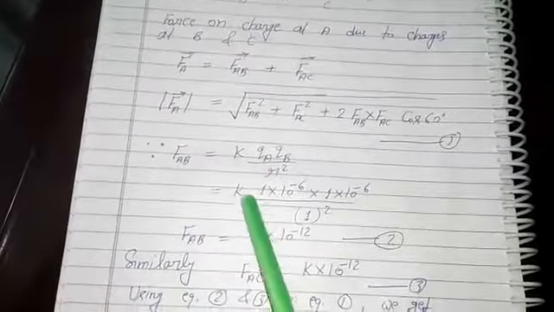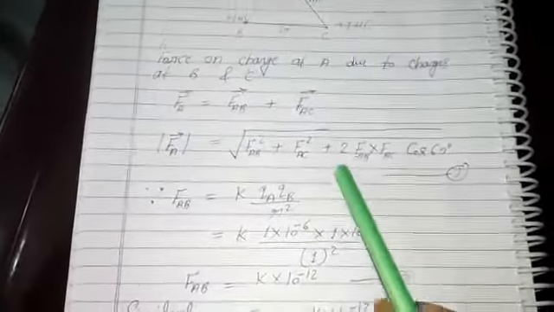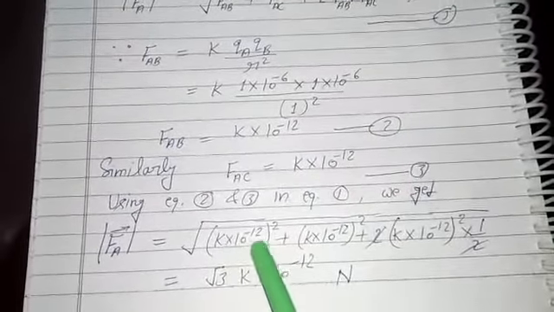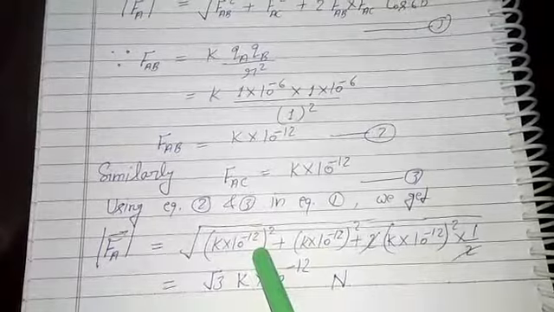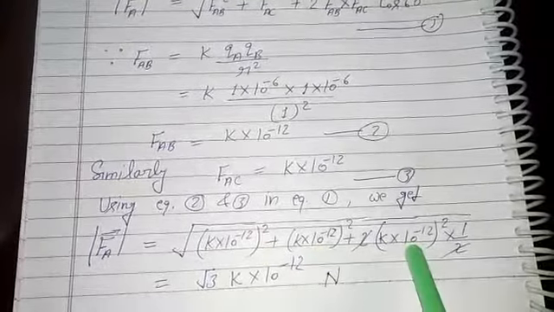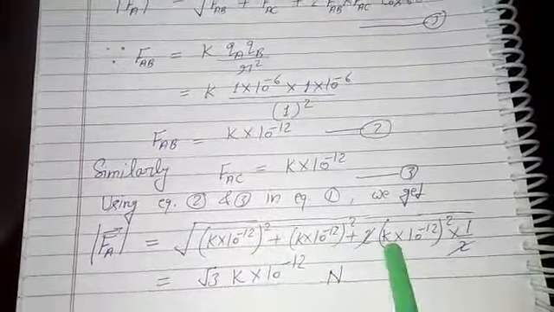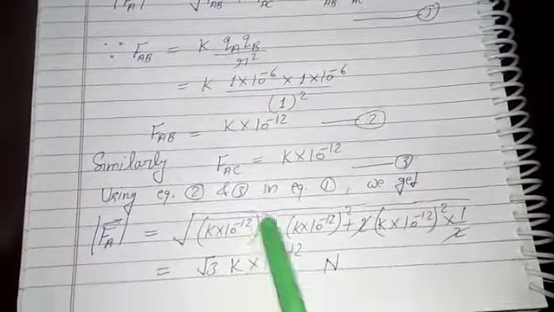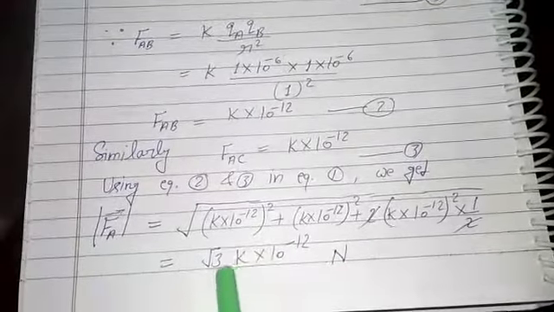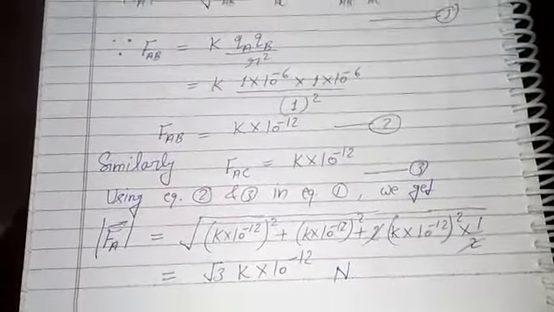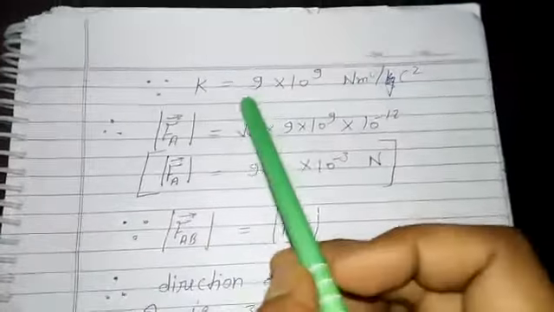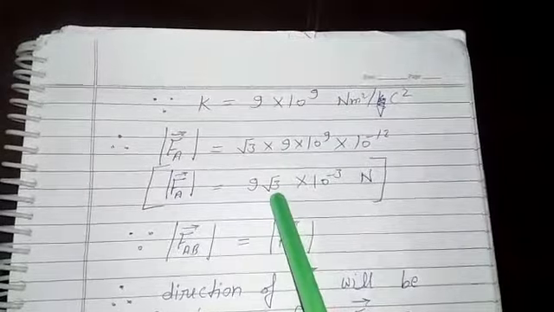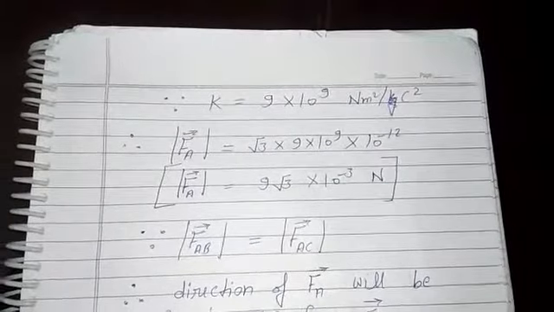Now putting the values of FAB and FAC in equation 1, we get this result. In this result, we see that K into 10 to power minus 12 whole square is 3 times. If we add them, then we get 3 times K into 10 to power minus 12 whole square. After taking the square root, we get root 3 K into 10 to power minus 12 Newton. If we put the value of K equal to 9 into 10 to power 9, then the final result will be 9 root 3 into 10 to the power minus 3 Newton.